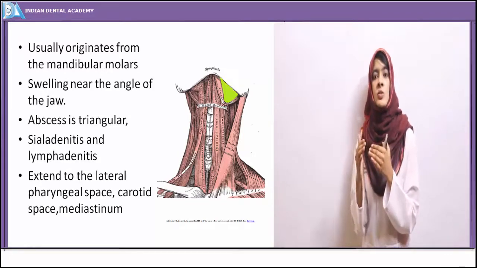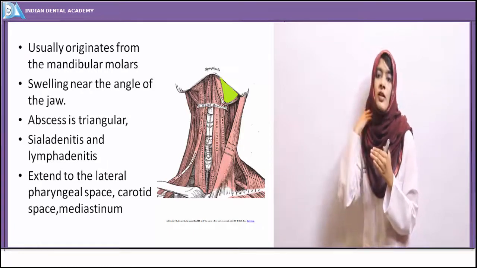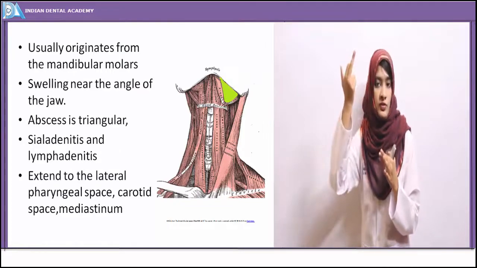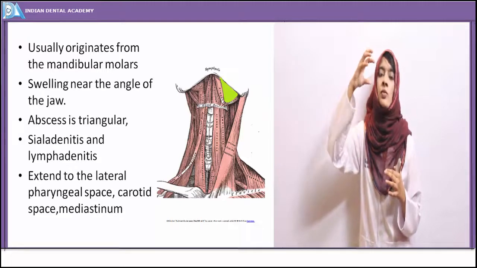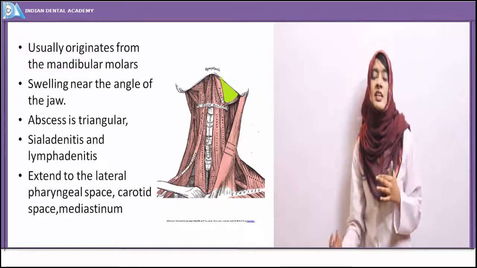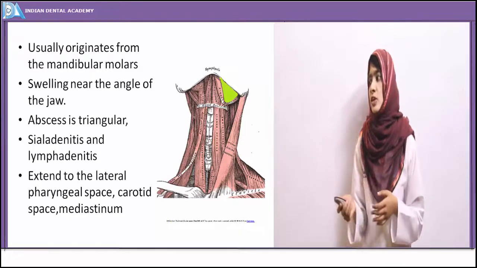Potential dangers associated with this infection are that the submandibular space infection tends to spread and involve the lateral pharyngeal space and the carotid sheath, and from the carotid sheath the infection tends to spread to the skull, causing meningitis or cavernous sinus thrombosis, or it may directly extend into the mediastinum. So these are the potential dangers associated with this space infection.